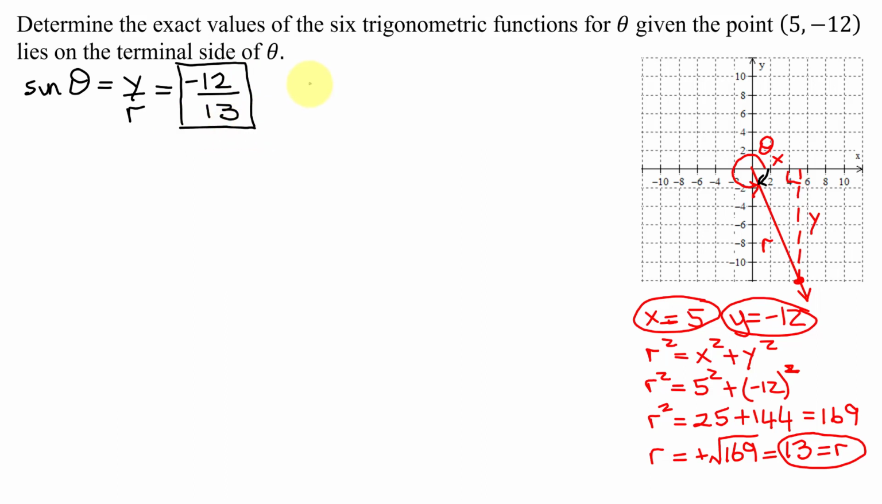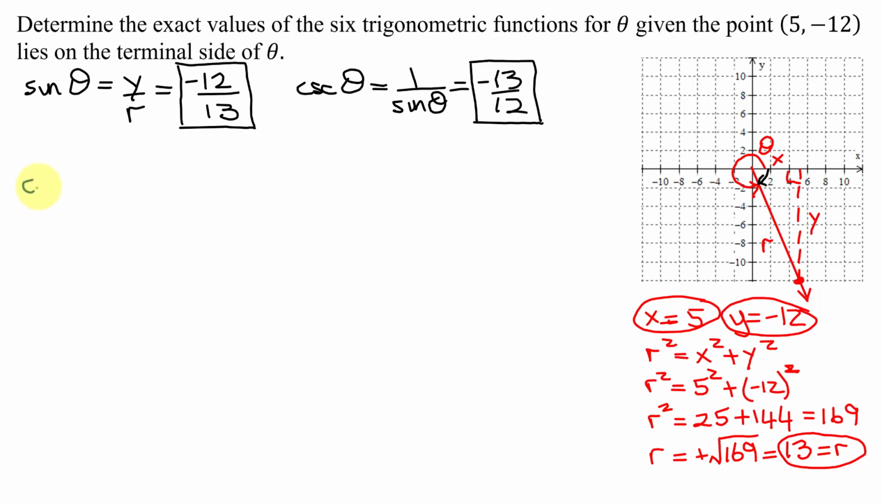Now I'm going to find its reciprocal really quickly. The cosecant of theta is 1 over the sine of theta, which just means I take the reciprocal of this fraction. And how do you take a reciprocal of a fraction? You flip it upside down. So I'm going to get -13 over 12. So that's the value of the cosecant of theta.